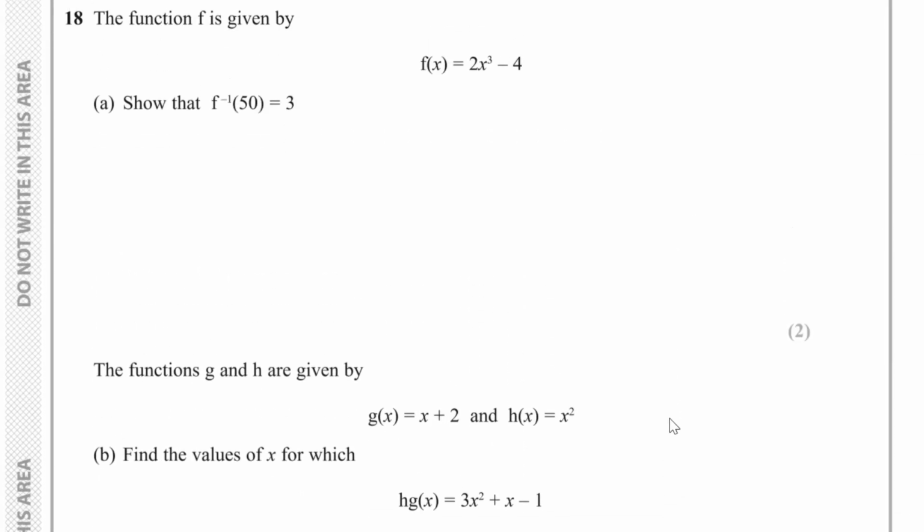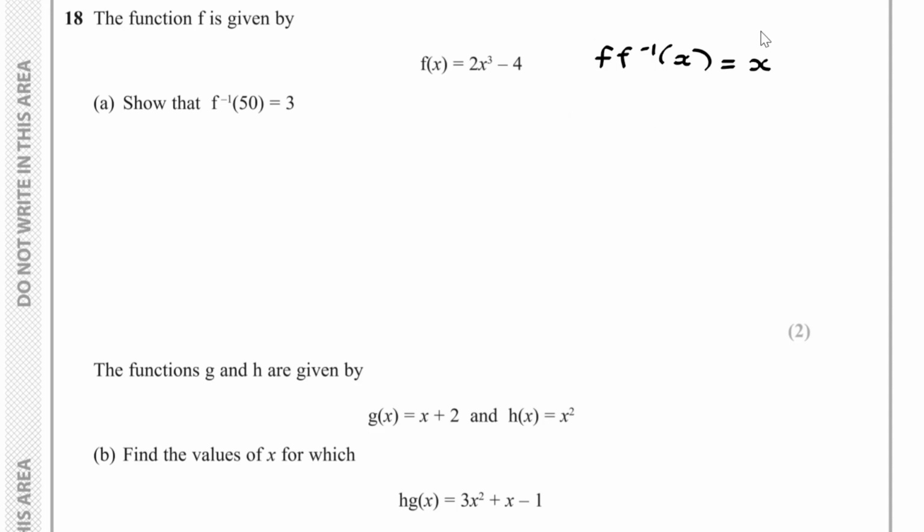Question 18. A function f is given by 2x cubed minus 4, and we have to show that the inverse of f at x equals 50 is equal to 3. Now to do this question, because if we substitute in the inverse of f into f, we get x. This is just a common fact.